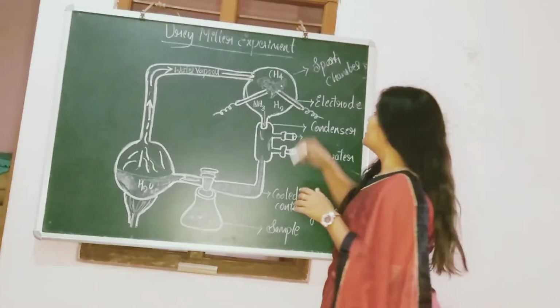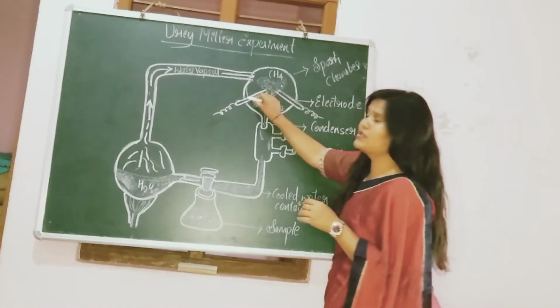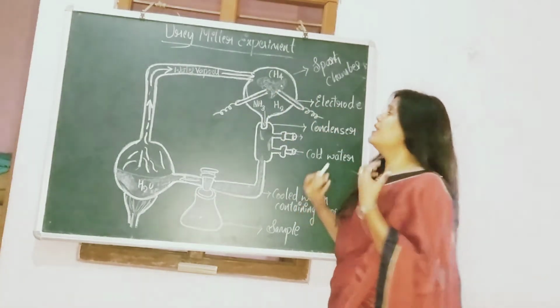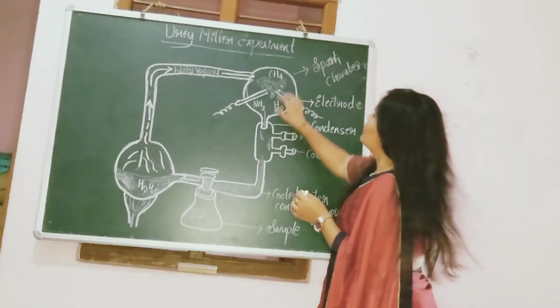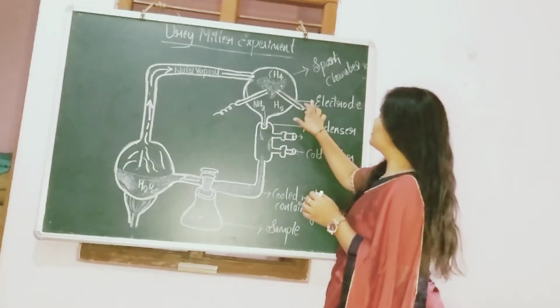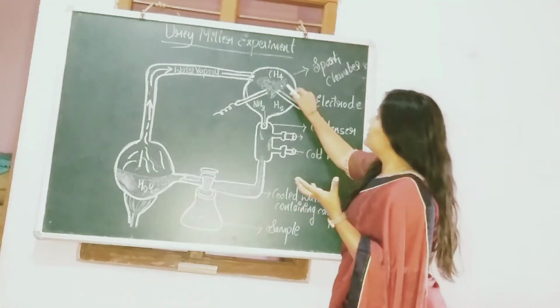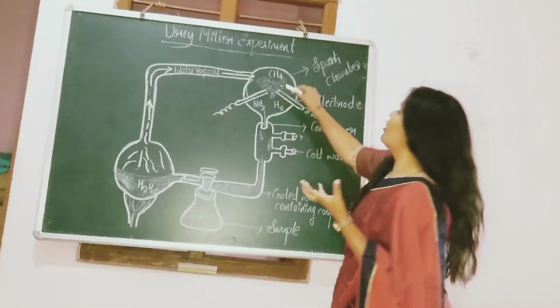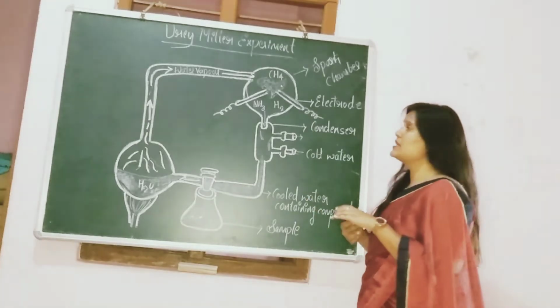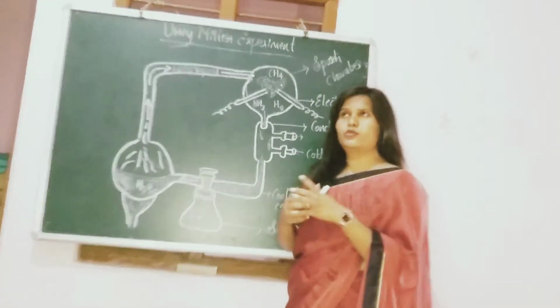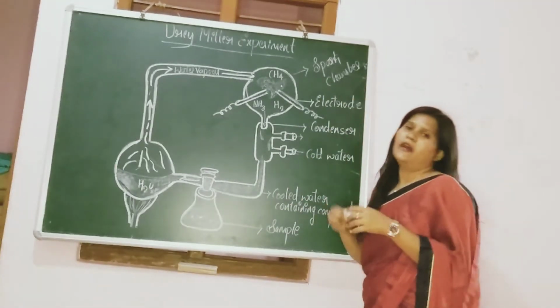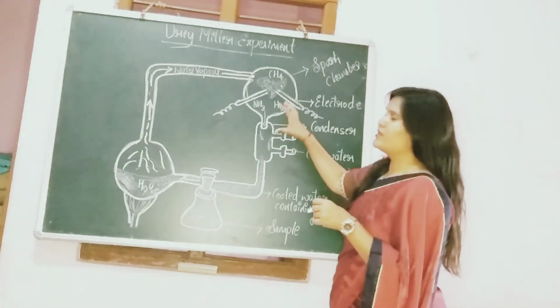Can you see these two electrodes? They give the electricity to react. These two electrodes produce electricity, and after the interaction of these molecules, there comes a spark. So it is called the spark chamber.